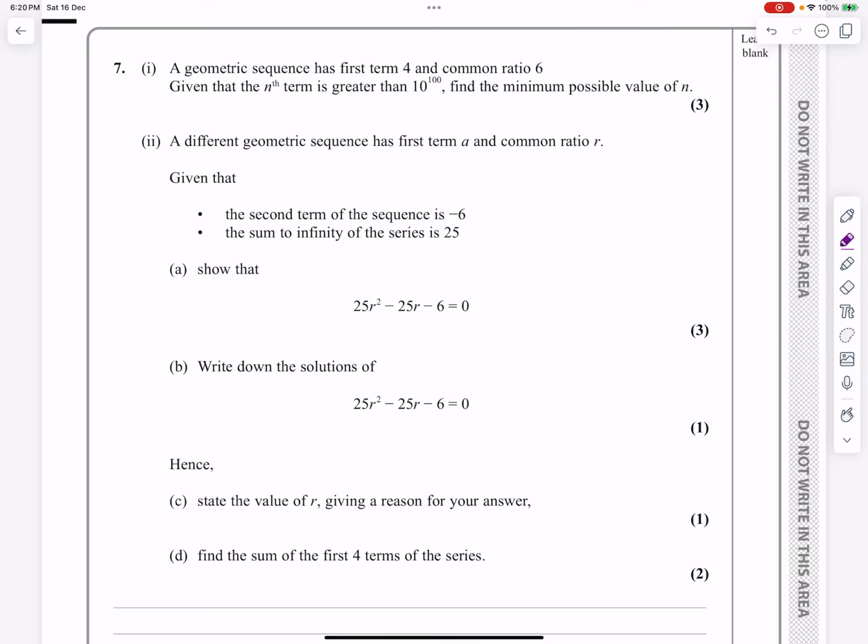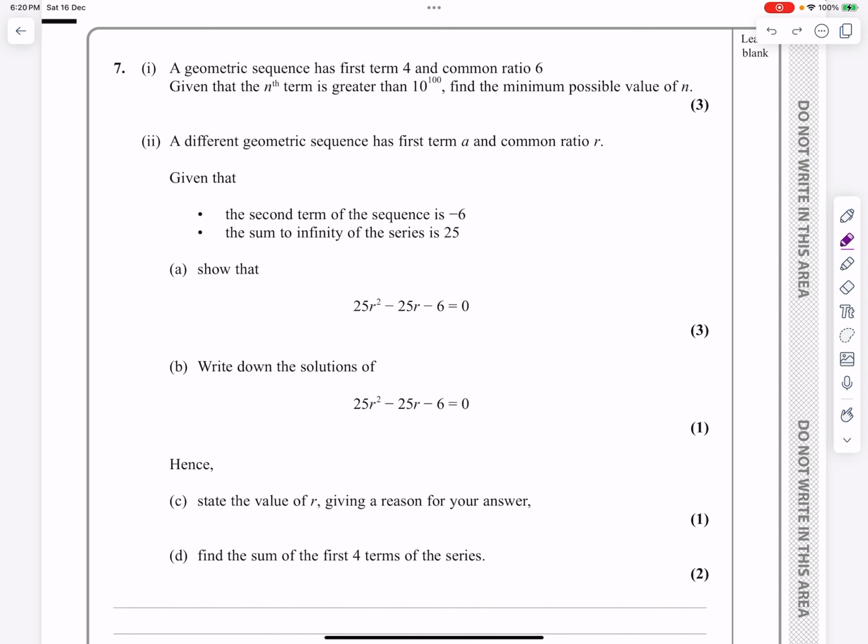Okay, this is the P2 paper from October 2021. It's question number 7, and as you can see by looking at it, this is a sequences and series question. In particular, we're going to be doing some work on geometric series where we've got to find the sum to infinity. That's going to lead to some work where we'll need to know our laws of logarithms and solving equations with logs. But let's make a start.